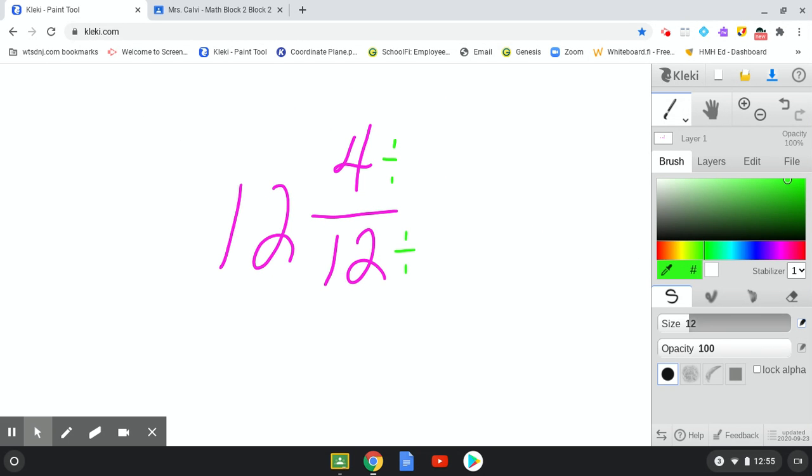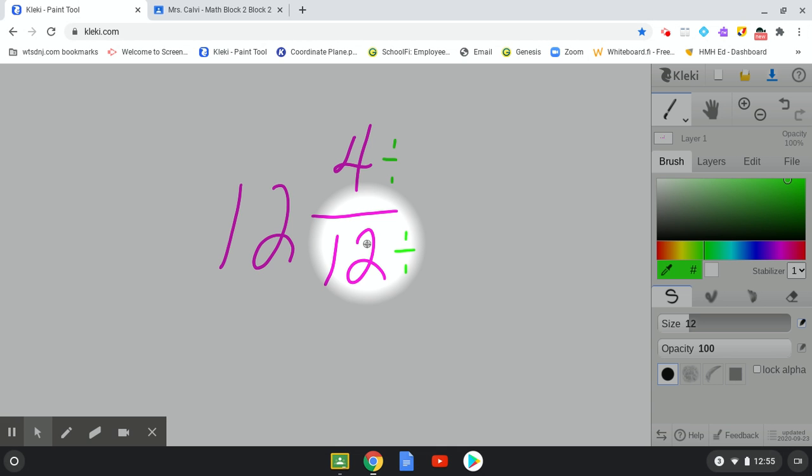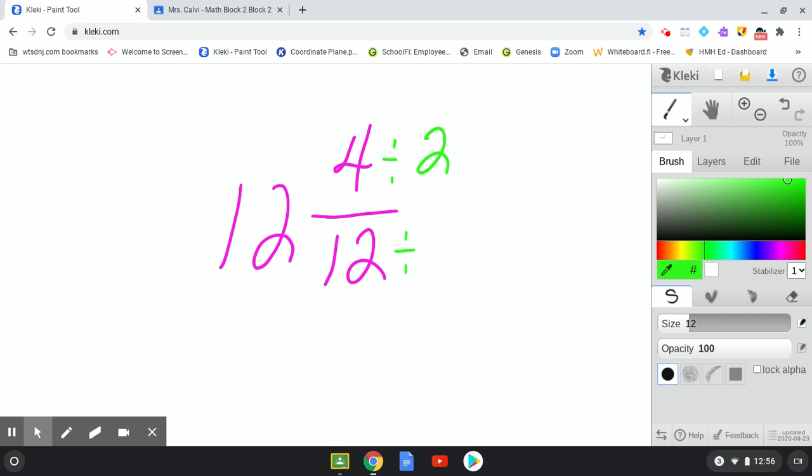So you can look at this two ways. Well, both 4 and 12 are even numbers. So I know that I can cut them in half, which means divide by 2. So I can cut them in half by dividing by 2, but then they would not be simplified all the way down. I would have to still simplify further. So let's do that. Let's first divide by 2. And I would carry over your whole number, which is 12. 4 divided by 2 is 2. And 12 divided by 2 is 6.